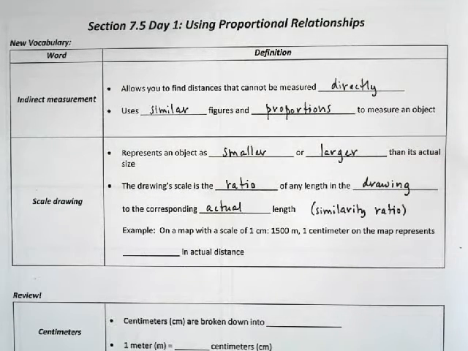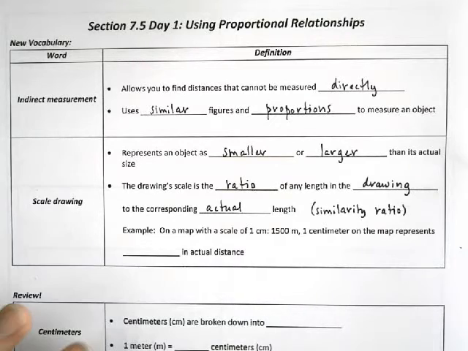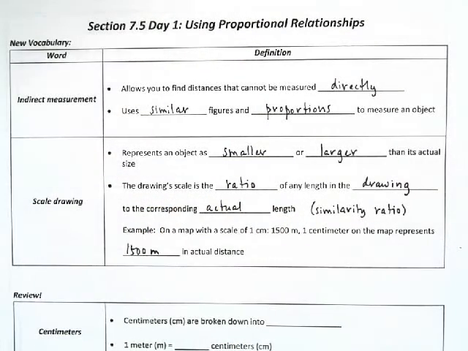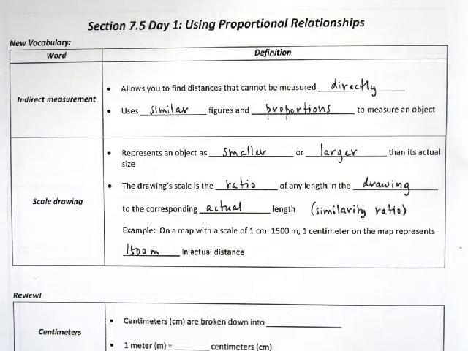So for example, on a map with a scale of 1 centimeter to 1,500 meters, 1 centimeter on the map represents 1,500 meters in actual distance. And again, we've all seen these kinds of scales on maps before.